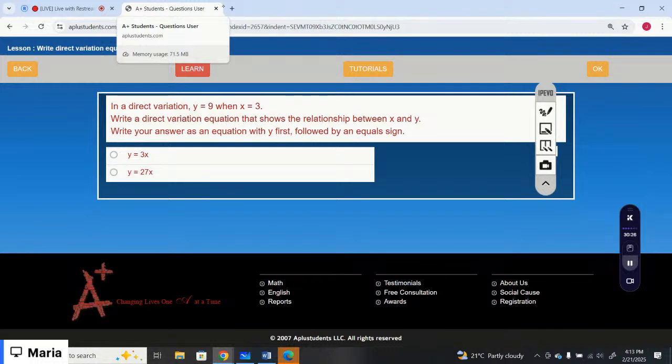In a direct variation, y equals 9 when x equals 3. What is the direct variation equation that shows the relationship between x and y? That is y equals 3x. Okay, you can complete the lesson by yourself later today.